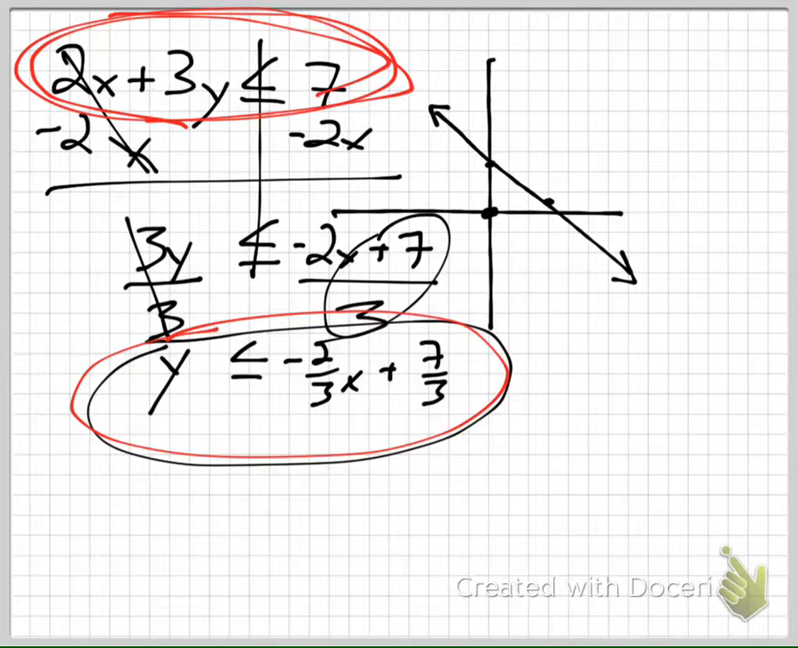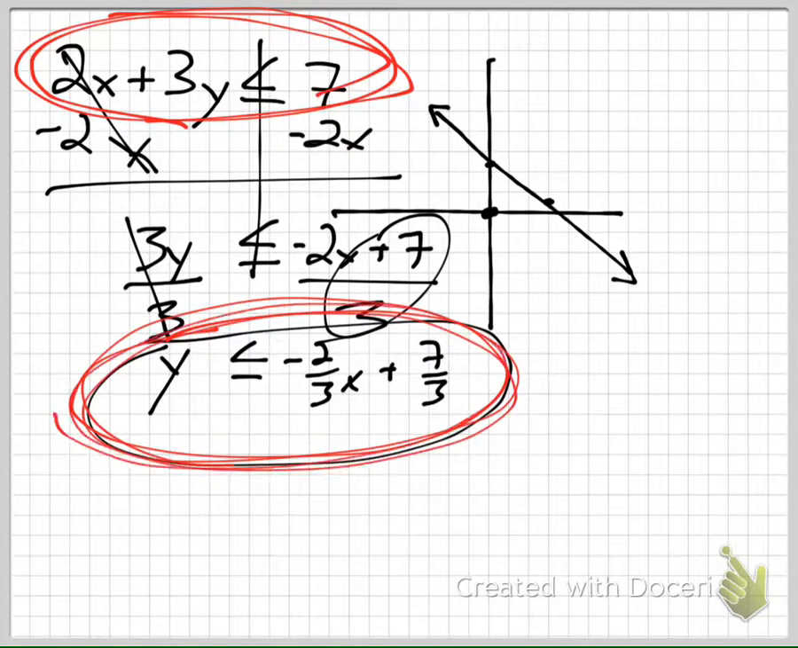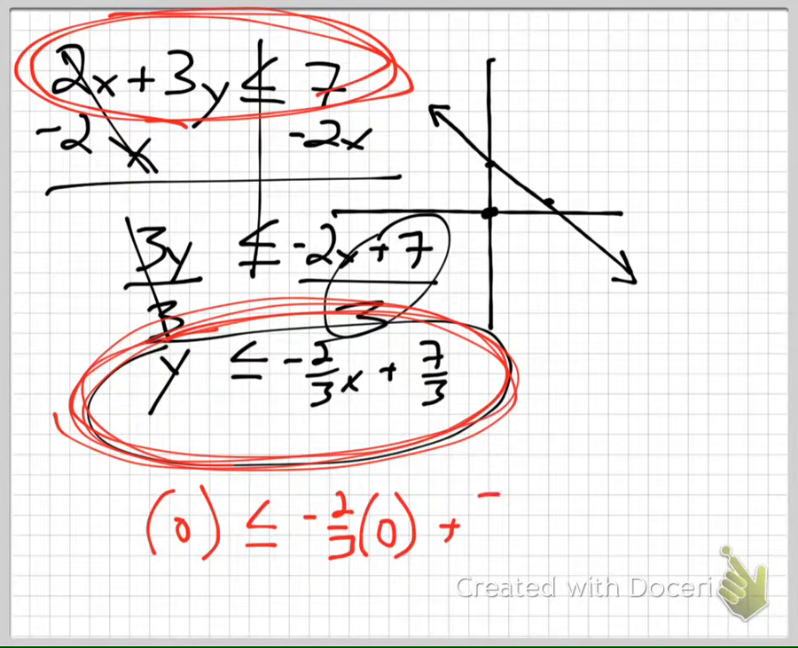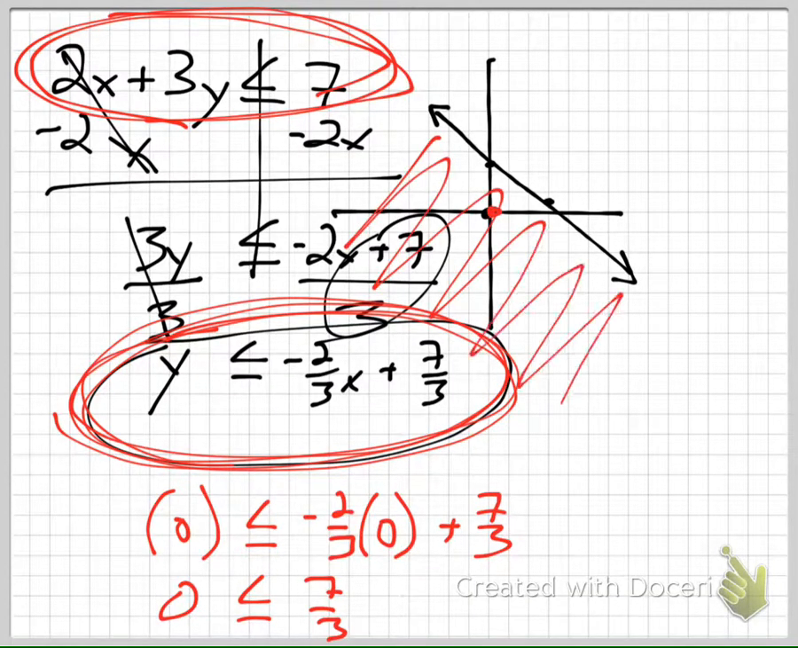Whenever you get to do the origin and you get to put zeros in there, that changes things. That makes this so easy to go down here and, I don't care how ugly it is, choose the one that's slope-intercept form. 0 is less than or equal to negative 2/3 times 0 plus 7/3. This is going to be 0, so 0 less than or equal to 7/3. Is 0 less than 7/3? Yes. So that means that the origin is, which means that it's all this.